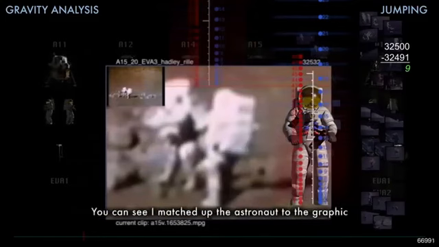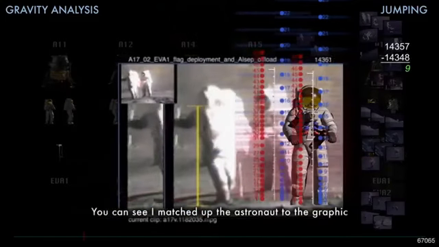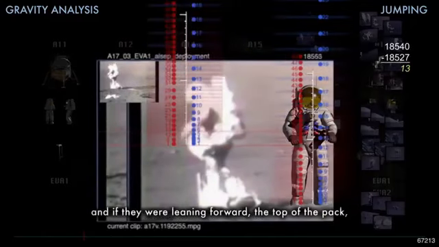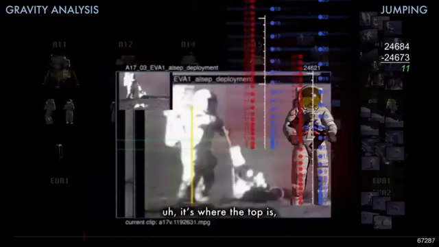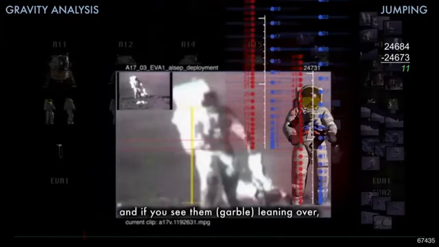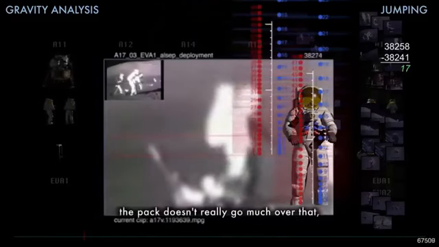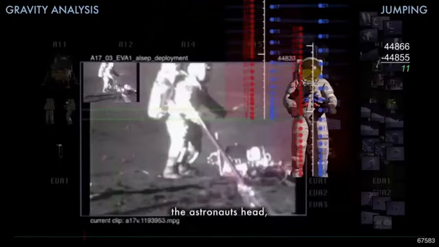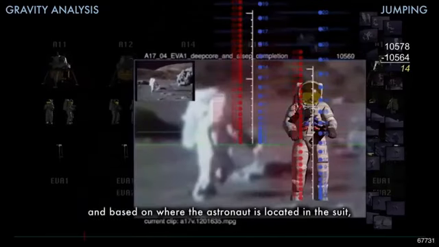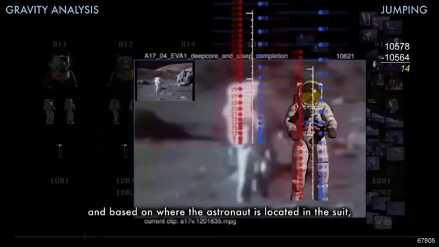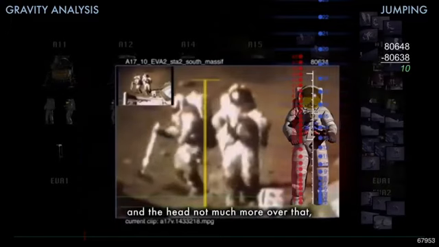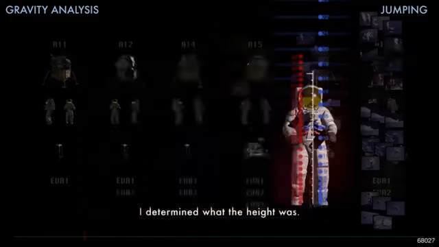You can see I matched up the astronaut to the graphic based on where the feet were located. And if they were leaning forward at the top of the pack, it's where the top is. And if you see them leaning over, that is very accurate. The pack doesn't really go much over that, the astronaut's head. And based on where the astronaut is located in the suit, eye level about middle of the visor, and the head was not much over that, I determined what the height was.